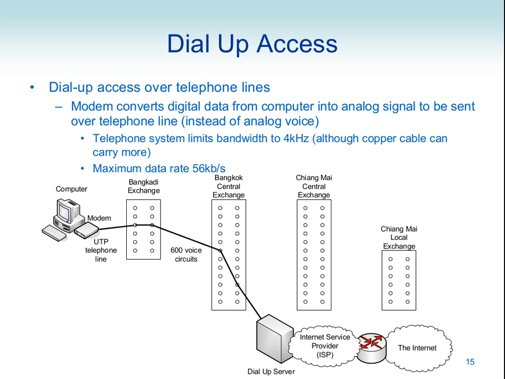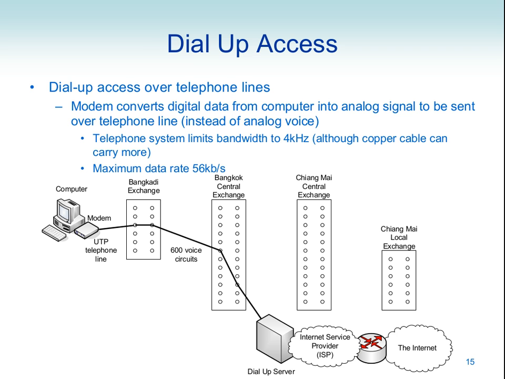The 4 kilohertz was a limitation of your telephone line. The telephone line carries signals with a bandwidth of 4 kilohertz. And what your modem does is convert digital data into an analog signal with a bandwidth of 4 kilohertz. And that signaling of converting the data to analog, if it uses 128 levels, then we can get a data rate, in theory, of 56 kilobits per second.